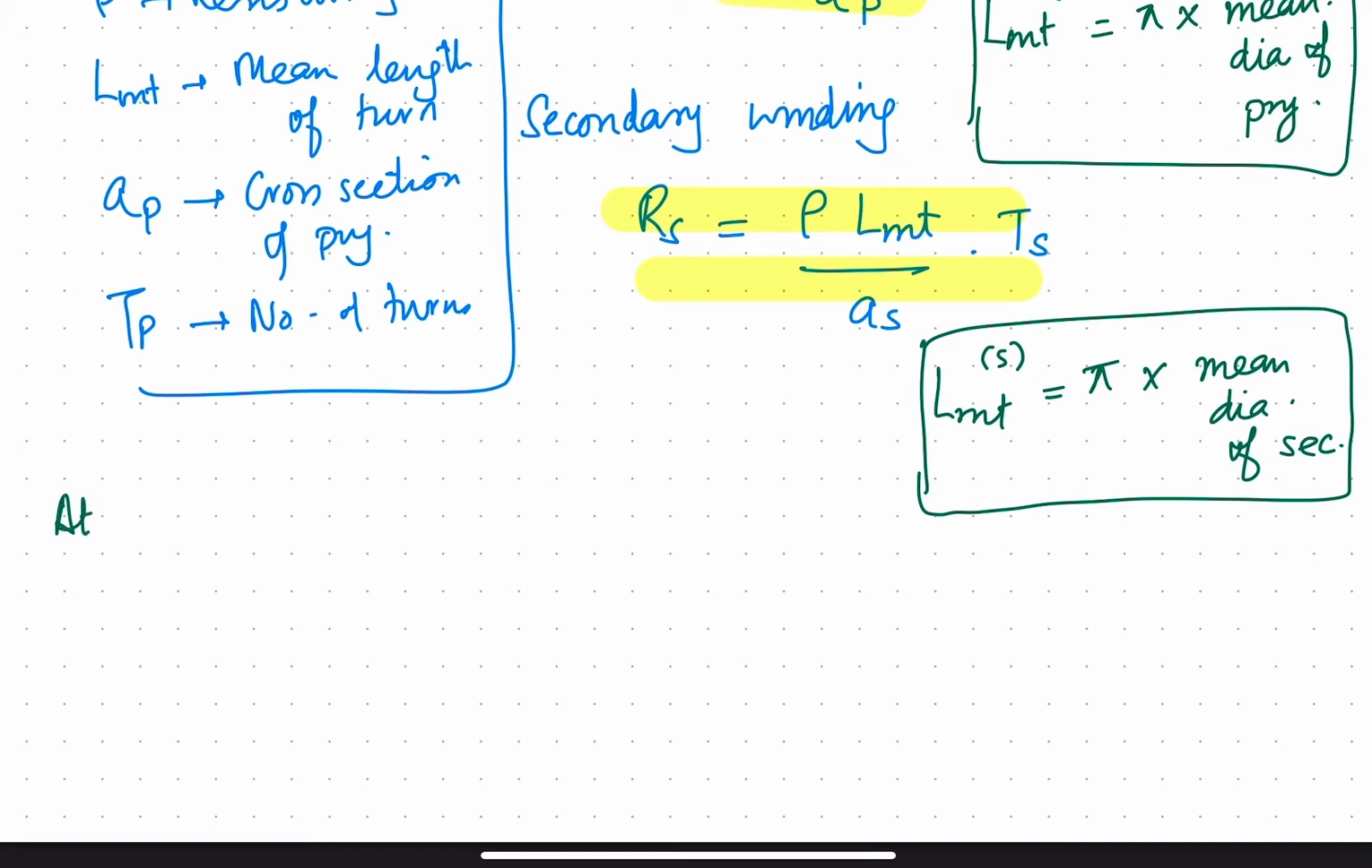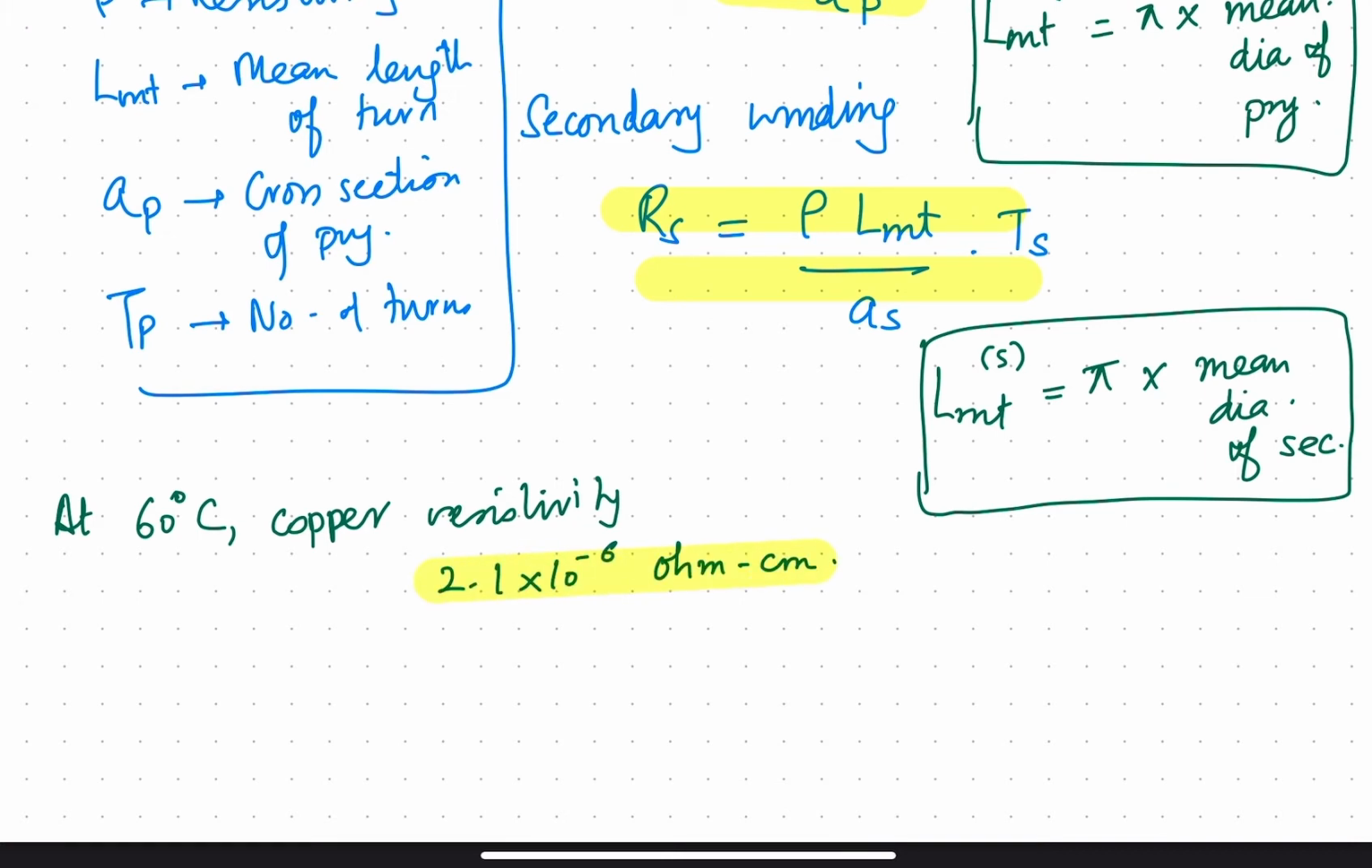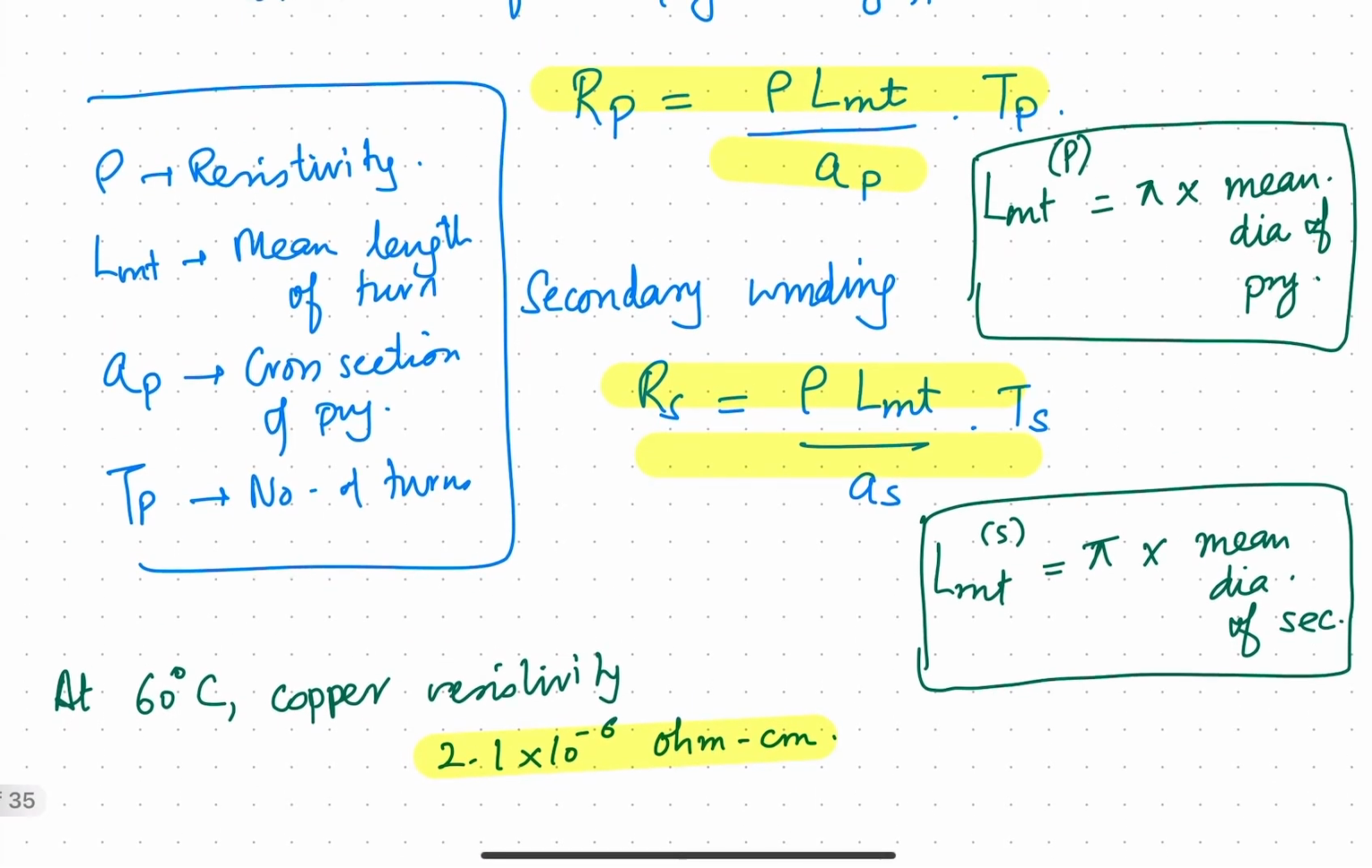At 60 degrees, the copper resistivity is about 2.1 into 10 to the power minus 6 ohm centimeter. Okay, so this gives you an idea of how low the resistivity of copper is, right? So you can get an idea, and you can call this as LMTP and LMTS, like this.